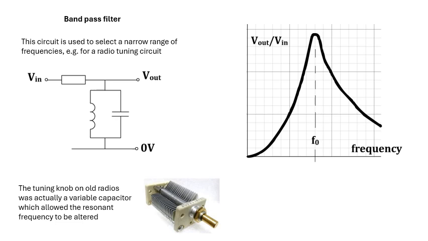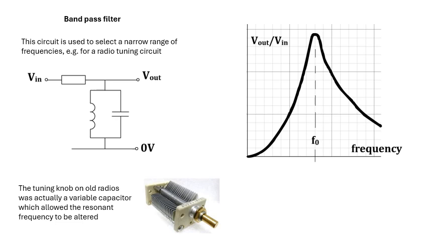Here's a band pass filter. This circuit is used to select a narrow range of frequencies. For example, I mentioned a radio tuning circuit. It picks out the carrier frequency for Radio 2, for example. We can change this frequency. The traditional way of doing it was to use a variable capacitor. If you look at the photograph of the capacitor, the metal plates, when you turn the knob, you're changing the overlapping area, so you're changing the capacitance, and that changes the natural frequency.